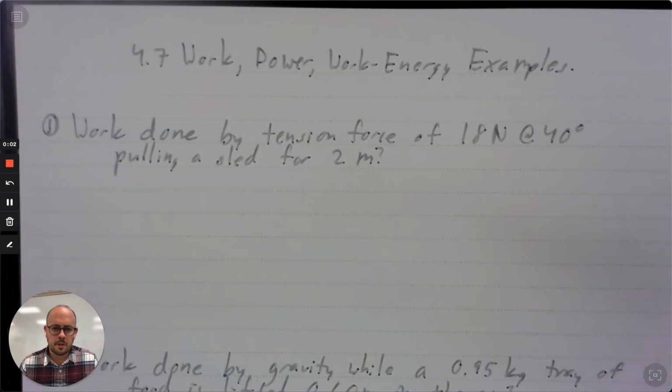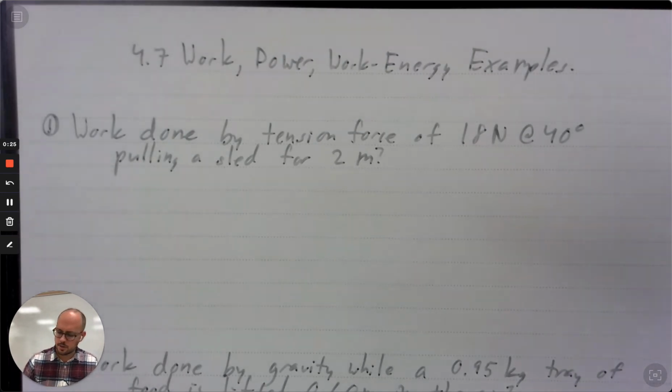Hey folks, this is probably going to be kind of a long video, so you can feel free to skip around. It's 4 example problems. The first two are about work being done by a single force. The third one is work being done by the net force, and then the fourth one is a power problem. So use this one as much as you need to get started on any problems.